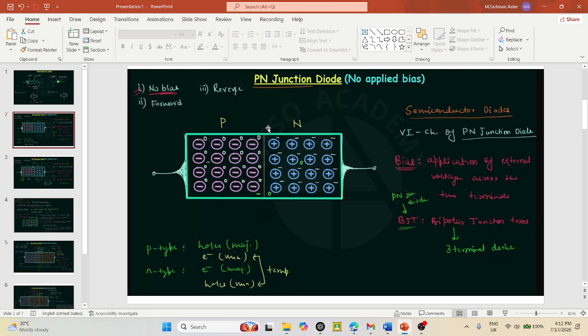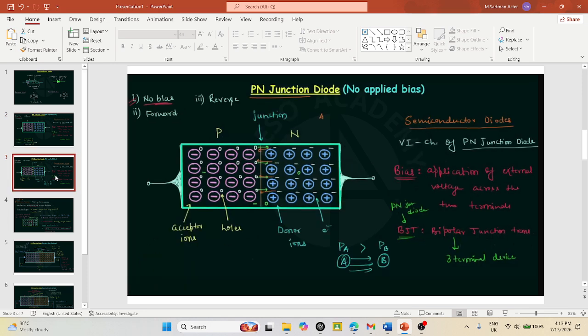And this is the case when we connect a p-type semiconductor with an n-type semiconductor. At first we will be applying no bias, and we will be discussing the no bias condition. So we have discussed that p-type semiconductors have acceptor ions and the majority charge carriers are holes, and n-type semiconductors have donor ions and the majority charge carriers are electrons.